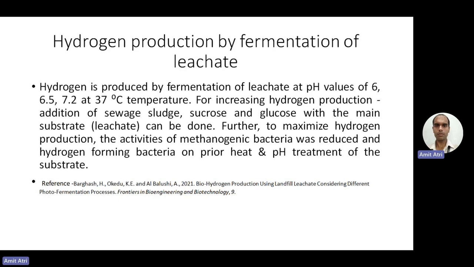Further, the production of hydrogen can be increased by reducing the activity of methanogenic bacteria and increasing the activity of hydrogen forming bacteria on prior heat and pH treatment. This pH we have to maintain. Prior heating we can give 37 degrees Celsius temperature, a suitable temperature, and we can increase the hydrogen production from leachate using the technique of fermentation.